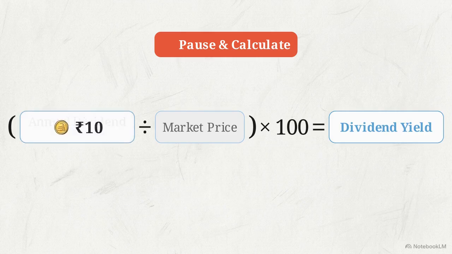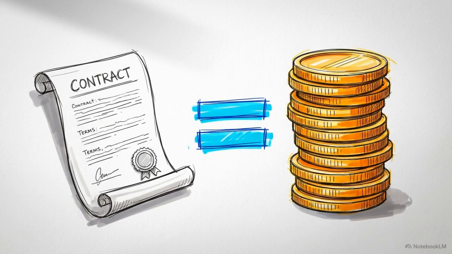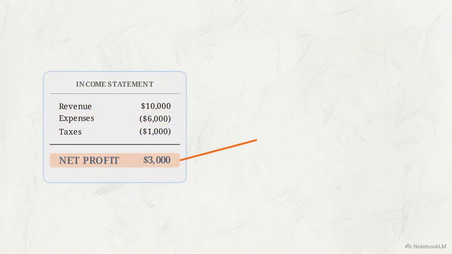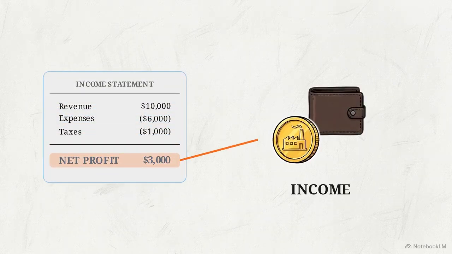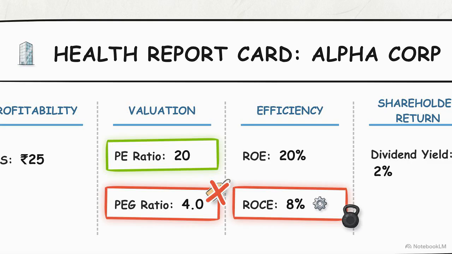We divide the 10 rupee dividend by the 500 rupee stock price and multiply by 100, giving us a dividend yield of 2%. The dividend yield proves exactly how much cash income you are generating from your ownership. It grounds theoretical profit numbers into hard, realized income. Here is Alpha Corp's completed health report card, populated with our calculations. The data presents a contradiction.